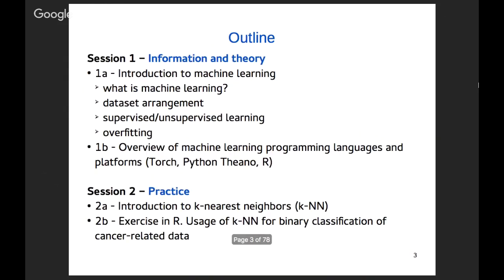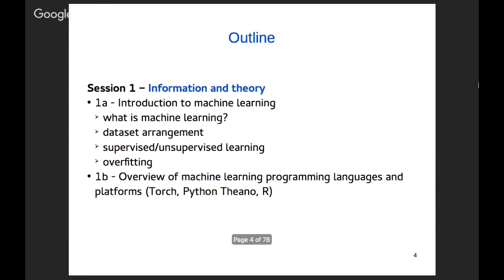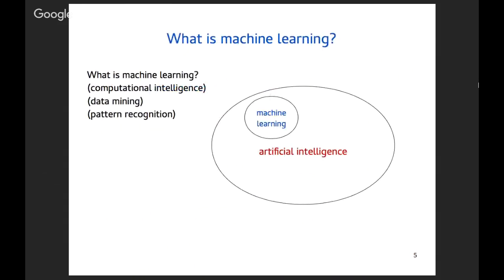So we will see some introduction to some main concepts of machine learning that I really would like you to understand, and then we will work on an exercise on k-nearest neighbors, that is a popular algorithm for binary classification. First of all, what is machine learning? Machine learning is, or it's called also computational intelligence, data mining, pattern recognition, a subfield of artificial intelligence. So if you hear these other terms, don't think it's something different. It's always the same thing.